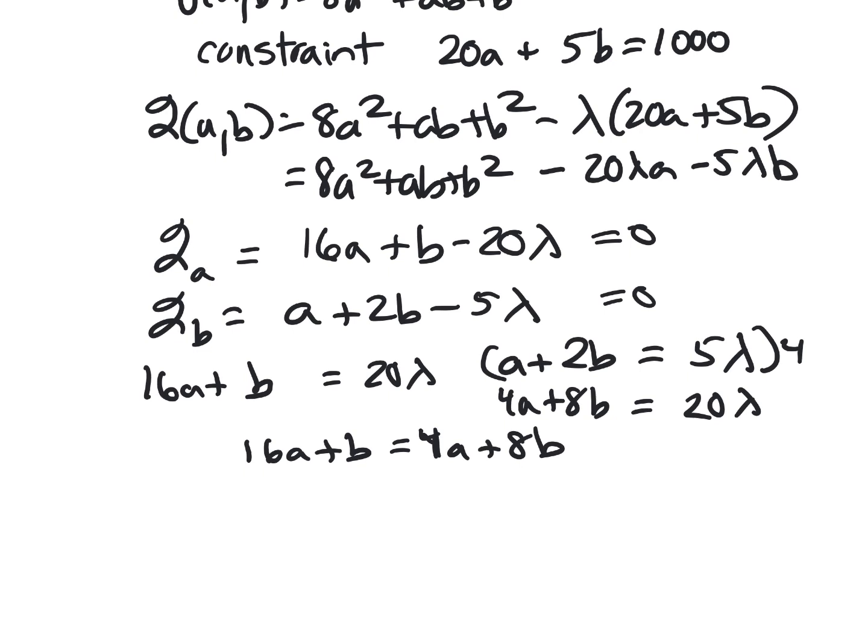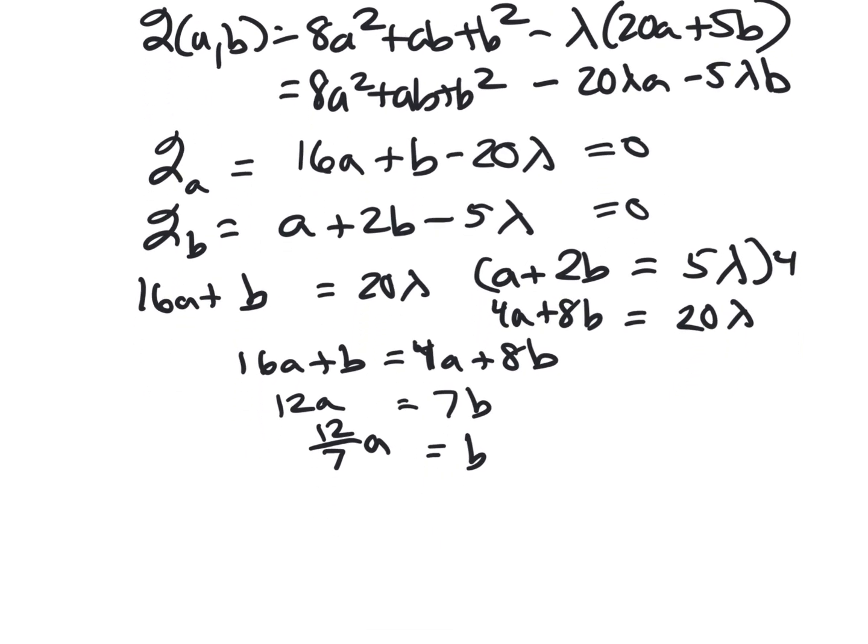So we've got, let's see, why am I getting 3B? Oops, that's not right. 7B, sorry, equals 12A. So B is 12/7 A. You could have solved for A in terms of B, either one.